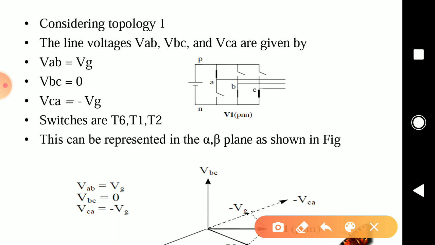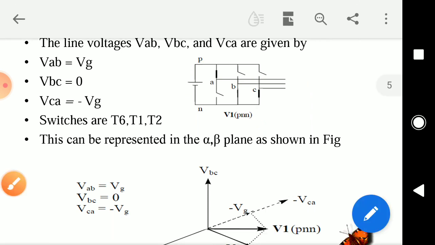Now next you have VCA. In C, N is on and in A, P is on. Okay, you need to find out VCA. The voltage is starting as usual, but it is first going through A and then coming back to C. So the voltage is starting from, or passing through, A first. So VAC will be positive VG, but we need VCA. So that will be negative VG.